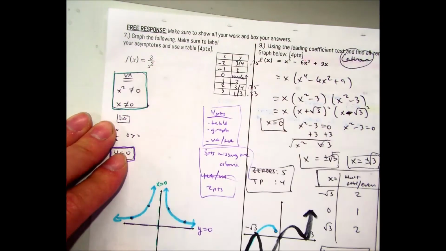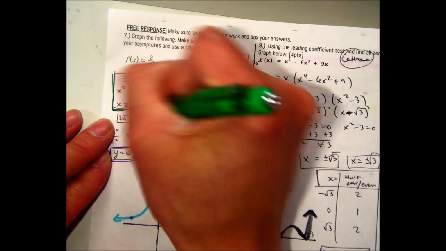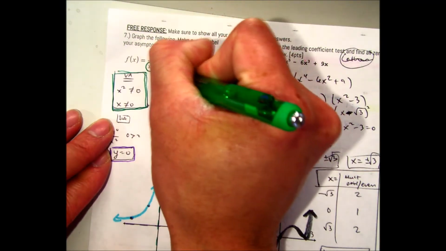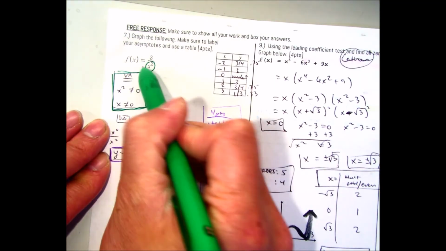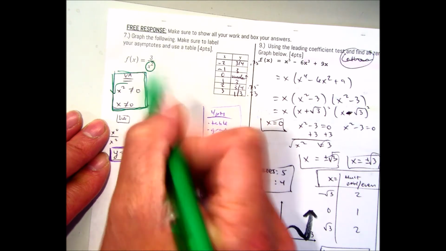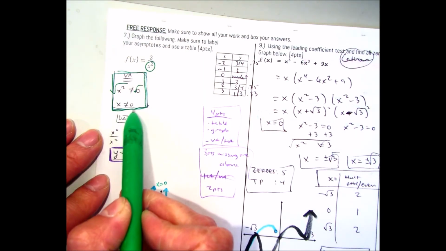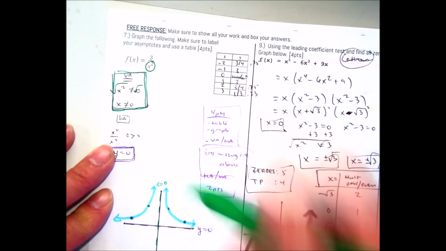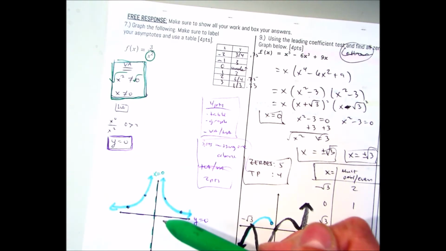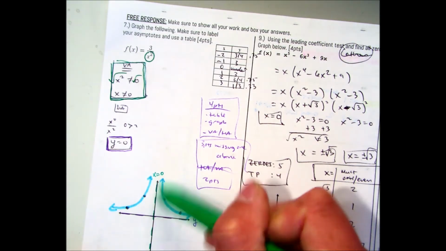To find the vertical asymptote, I'm going to have to look at my denominator. I set my denominator not equal to 0, and I have to take the square root of both sides. X is equal to 0. Where is that? That's actually on my y-axis itself.